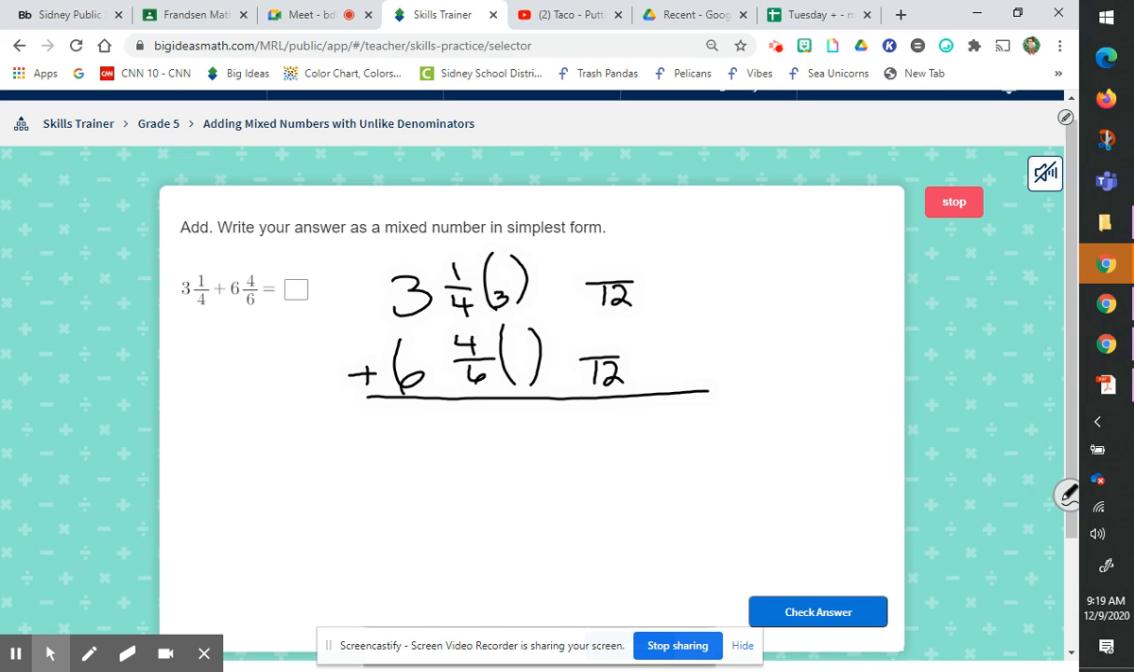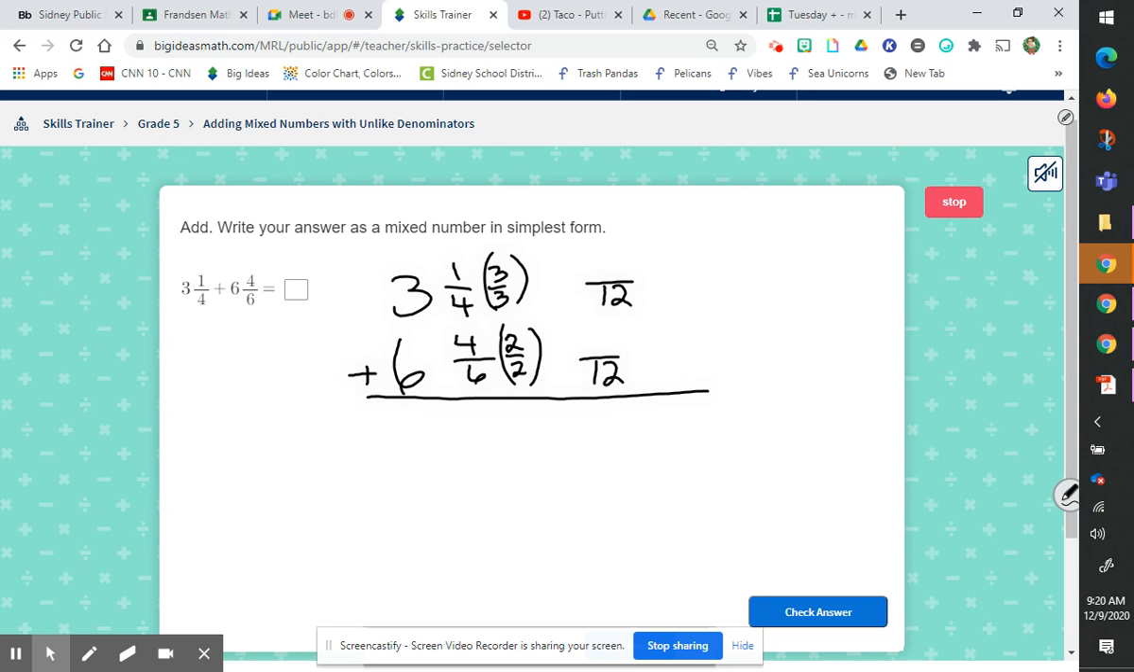So either way, you're going to get it right. Some you'll have to do just a little more simplifying. Okay. So how did I know I wanted to multiply 1/4 times 3/3? Well, in order to turn the 4 into a 12 with multiplication, I have to multiply it by 3. Same thing with 6. 6 has to be multiplied by 2 to get to 12.